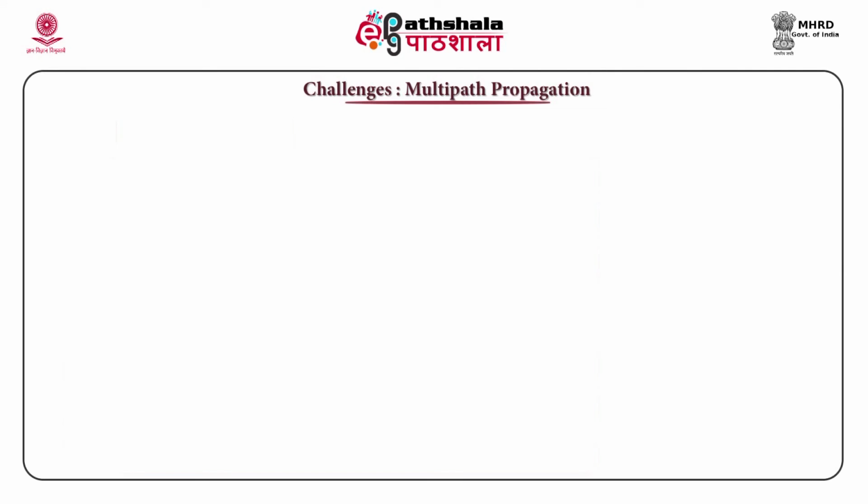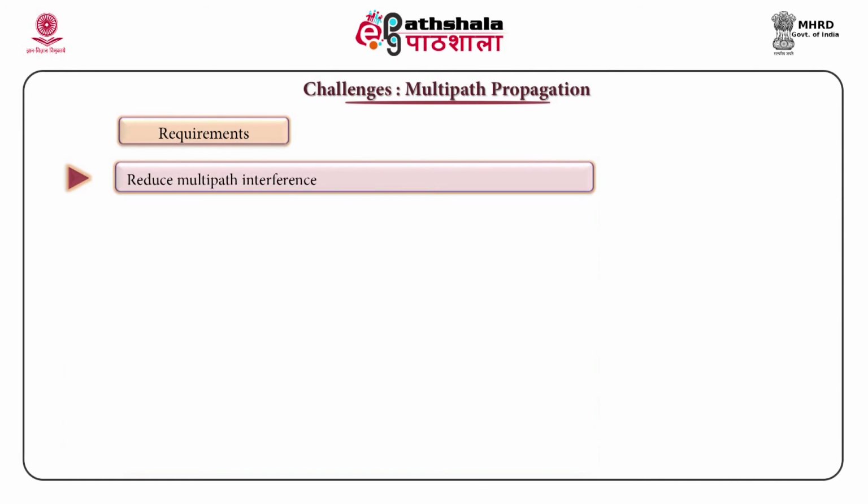Another challenge is multipath propagation. What is meant by multipath propagation? When the signal travels from sender to receiver through the radio channel, it is reflected, refracted, diffracted or scattered by the objects present in the atmosphere or in the environment. As a result, the signal travels through different paths known as multipaths. The multipath components reach the receiver with different amplitudes, at different times and in different phases.